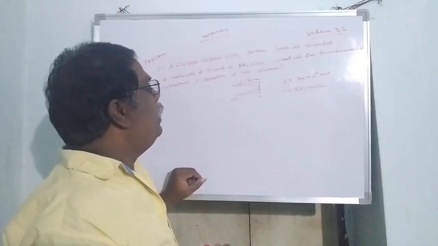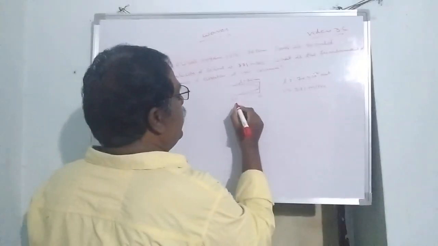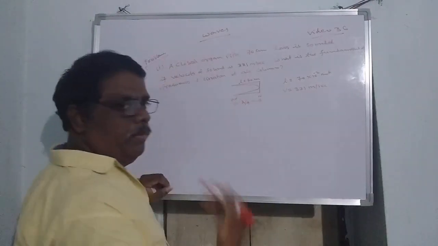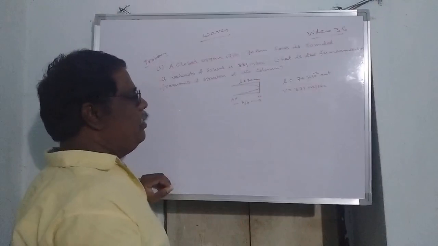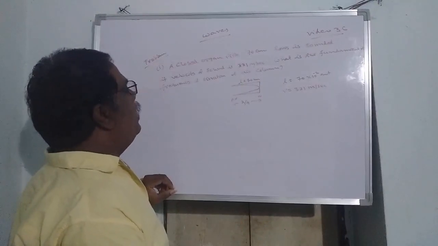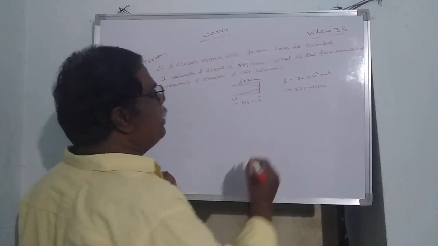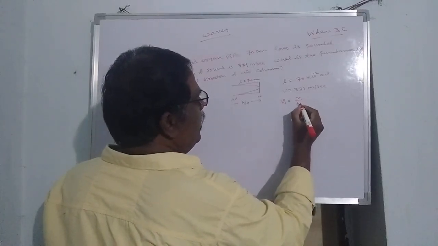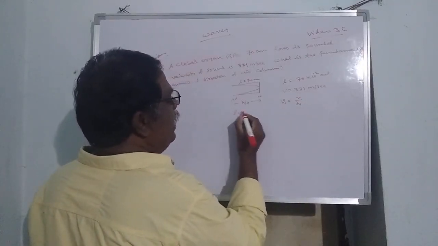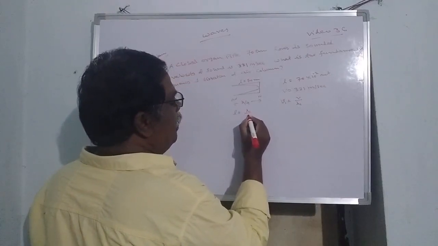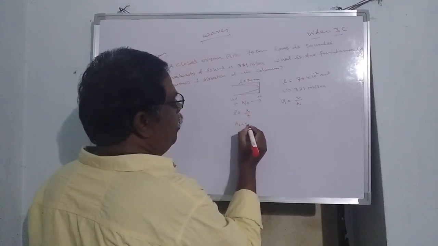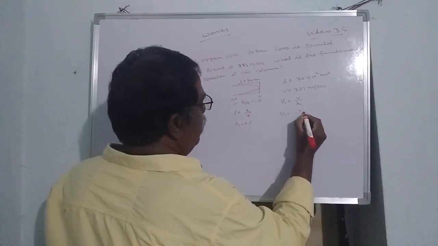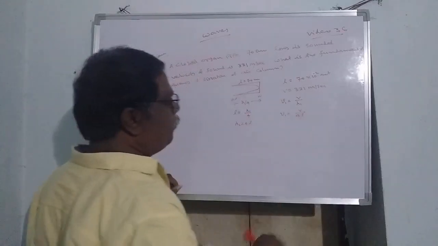What is the distance between node and antinode? It will always be equal to lambda by 4. What is the fundamental frequency of the vibration of air column? Fundamental frequency mu1 is equal to V by lambda 1. Here L is equal to lambda 1 by 4 and lambda 1 is equal to 4L. Therefore mu1 is equal to V by 4L.